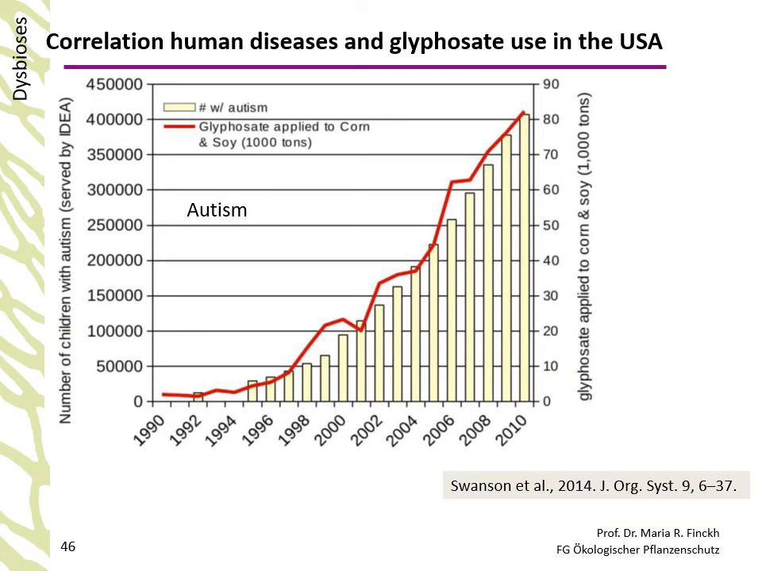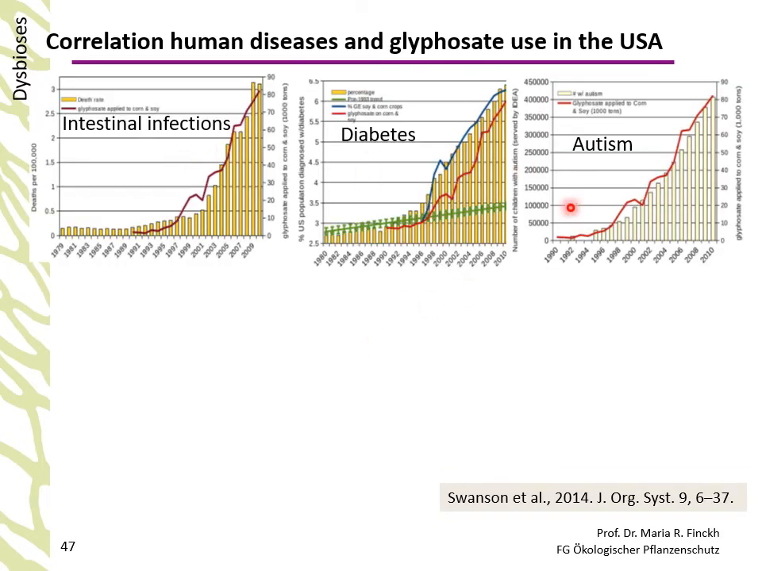The same with autism. Again, children with autism are dramatically going up since the late 1990s. So putting these all three together, and then they did it with about 30 diseases, they everywhere found extremely strong correlations with 0.96, 0.98. But of course, all these diseases that I listed here can be caused by dysbiosis.